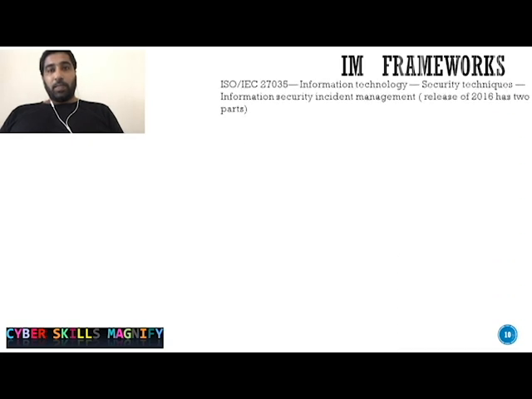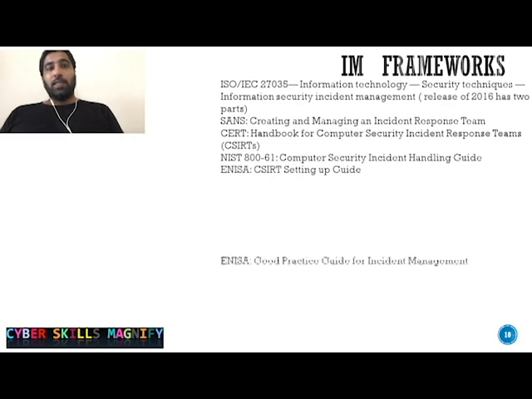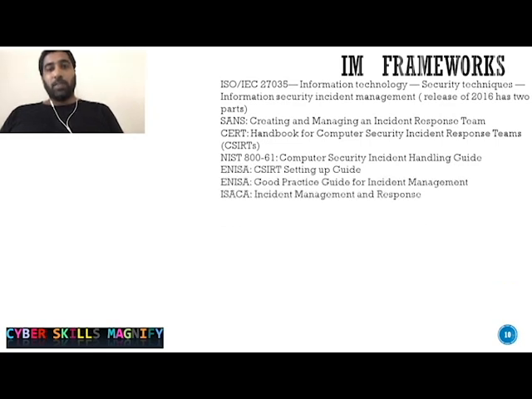Incident management frameworks. I have listed some that you would find interesting to read, so I'll just go through them. ISO IEC 27035, that is Information Technology, Security Techniques, Information Security Incident Management; the 2016 release has two parts. SANS, Creating and Managing an Incident Response Team. CERT, Handbook for Computer Security Incident Response Team. NIST 800-61, the one that I'm using, Computer Security Incident Handling Guide. Then you have the CSIRT Setting Up Guide and the Good Practice for Incident Management and Response.